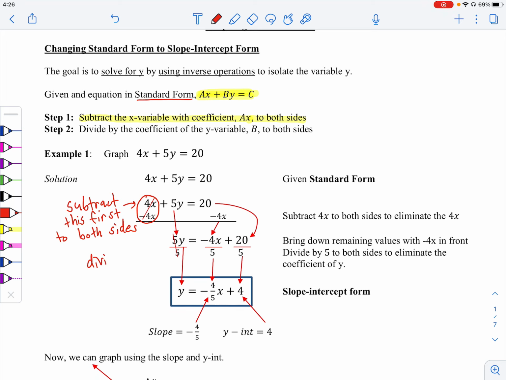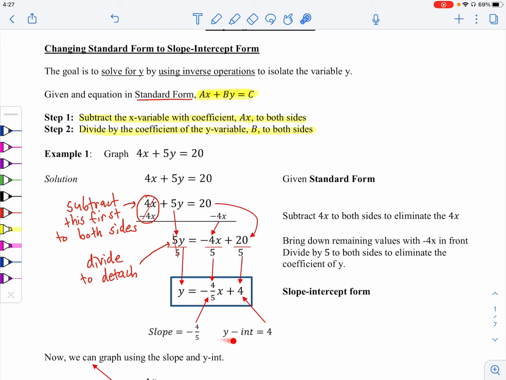So divide to detach. We want to detach from our y, our partner 5. So divide 5 to both sides to detach it. Divide to both sides. That's our two steps. And all it does is it gives us our slope-intercept form, which we can graph. So there's only two steps. Subtract the x variable first to both sides, and then divide by whatever's next to y to detach it, to both sides.